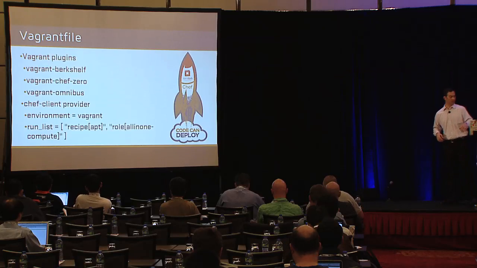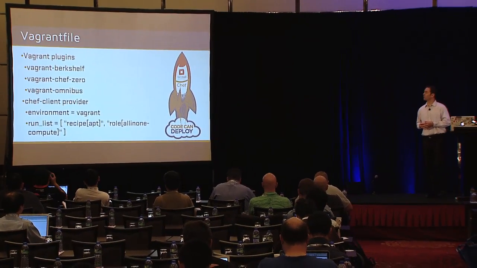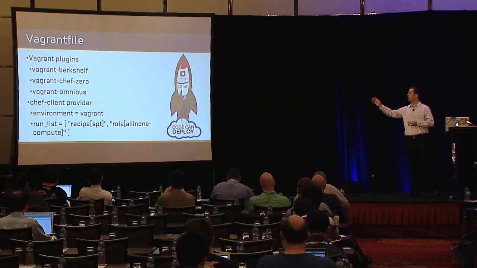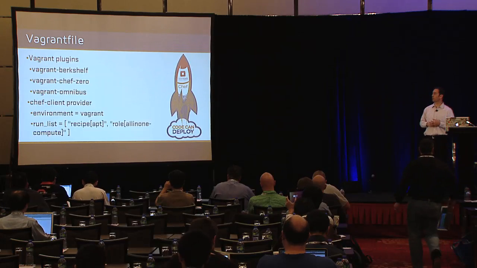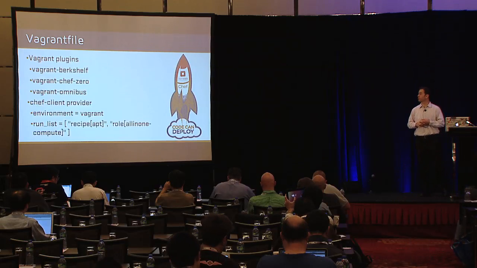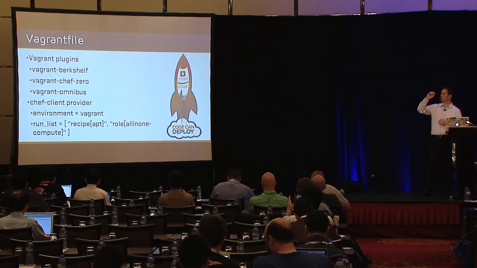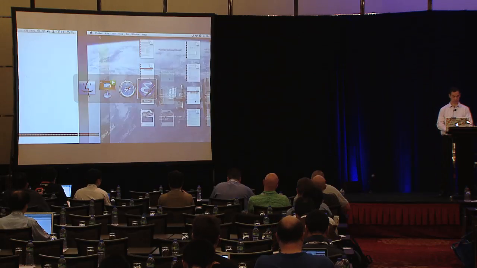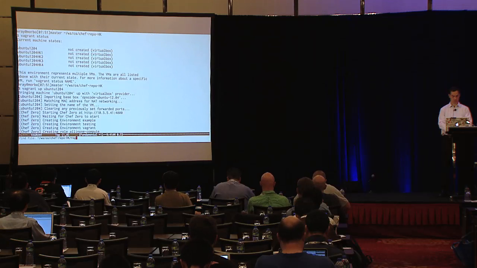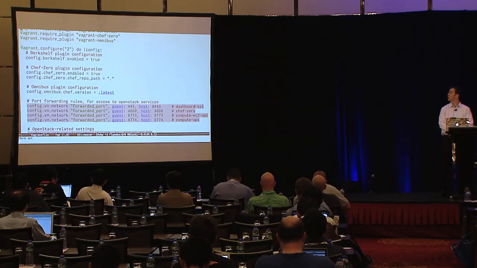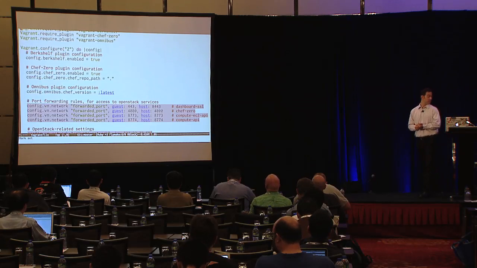So the Vagrantfile. I'm going to pull this file up. Things that we'll point out: the use of Vagrant Berkshelf, Vagrant Chef Zero, and Vagrant Omnibus plugins, and that we're using the Chef client provisioner with the environment of Vagrant and a run list of apt and all-in-one compute. So let's actually pull up the Vagrantfile that is in the repo. And the top of it, you can't see. It says Vagrant require plugin.